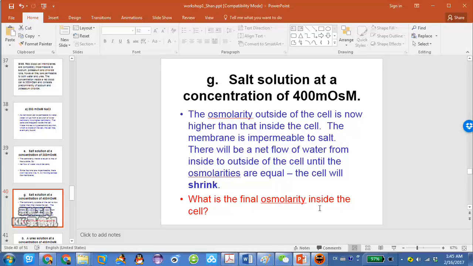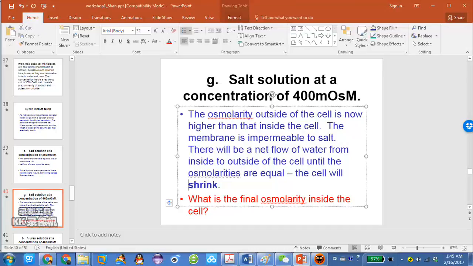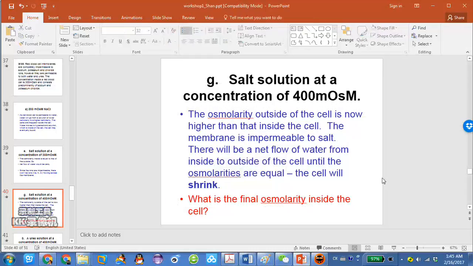Scenario C. The outside solution is hyperosmotic because 400 milliosmolar is greater than 300 milliosmolar. So the outside solution is hyperosmotic. If we want to look at the tonicity, we look at the cell volume change. The cell shrinks. So we say the outside solution is a hypertonic solution.